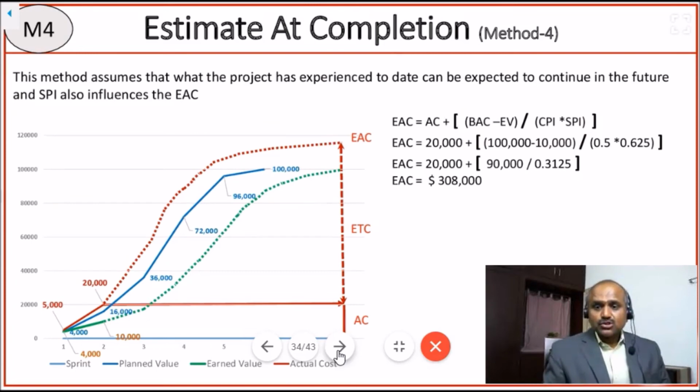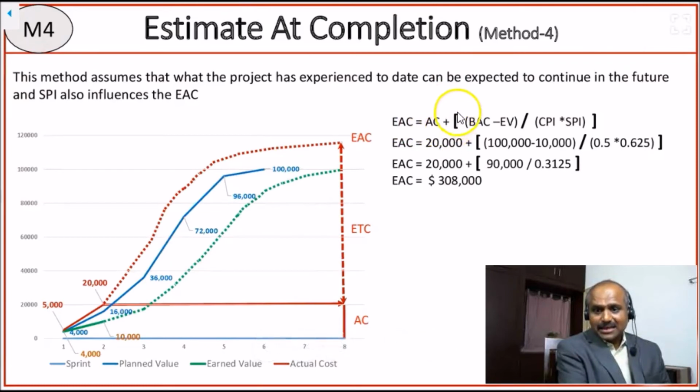Estimated completion by method 4. So far in our earlier example, we have taken cost performance index only. Suppose we have to take schedule performance index also into consideration. If that is what the context demands, the formula is estimated completion is equal to actual cost plus BAC minus EV, that means budgeted completion minus earned value, divided by cost performance index into schedule performance index. So you can as well say how much weightage we have to give to cost performance index, how much weightage we have to give to schedule performance index. It can also be considered given the context. If nothing is given and the project demands, schedule performance index can also influence estimated completion along with CPI. This is the formula we have to use. So by calculating, we are getting estimated completion as $308,000.